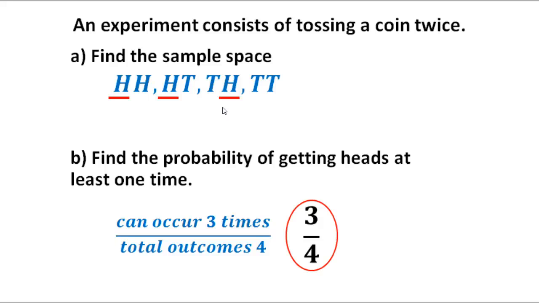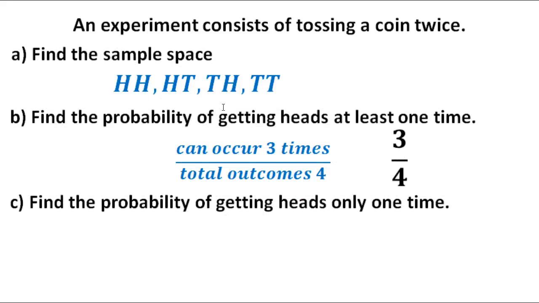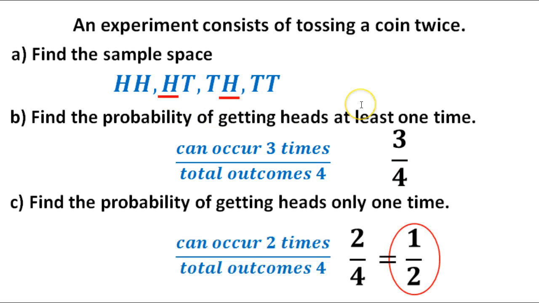Now we can take it a step further and ask, what is the probability of getting heads only one time? Our same sample space here. If we want to get heads only once, that one wouldn't work. These 2 middle ones would. So that would be just 1/2 there.